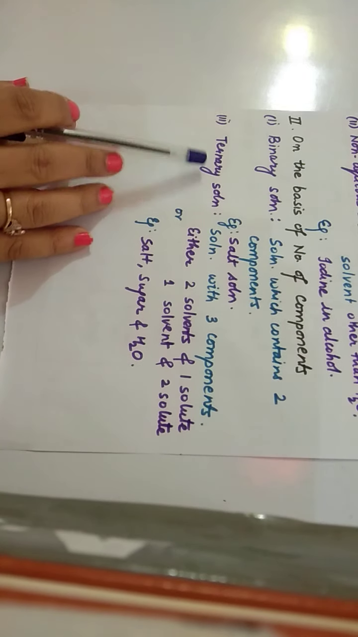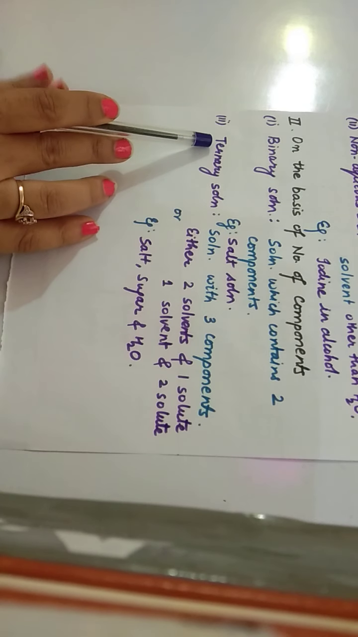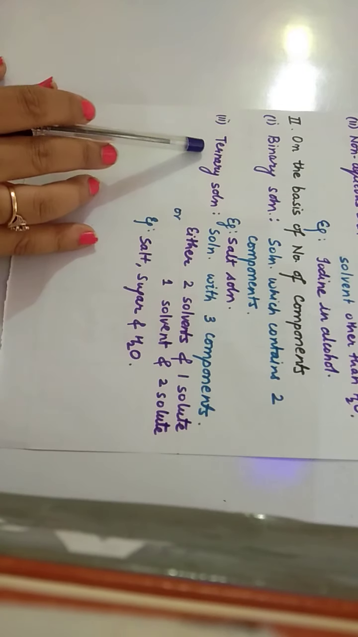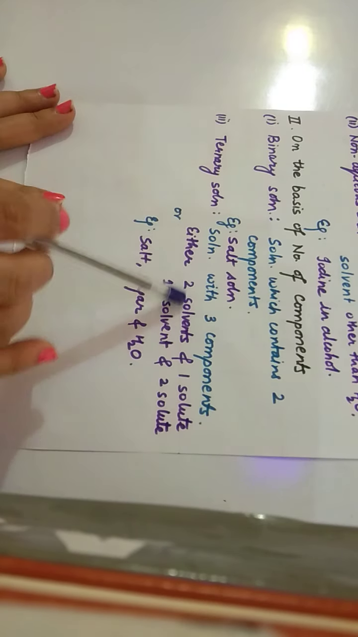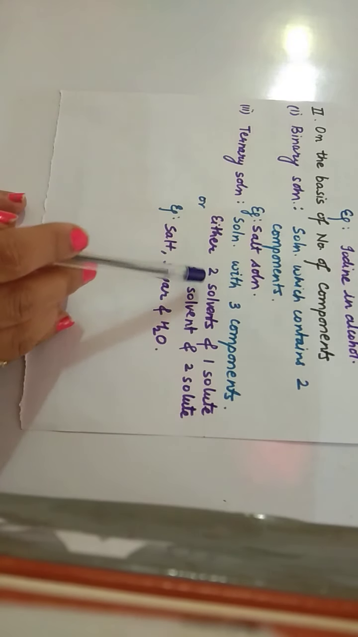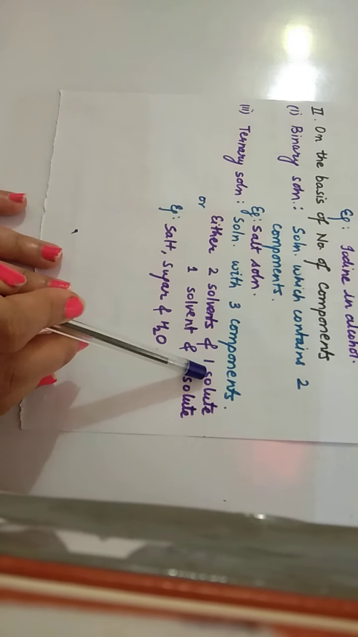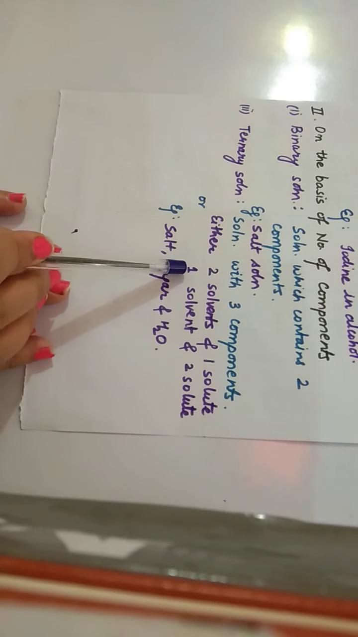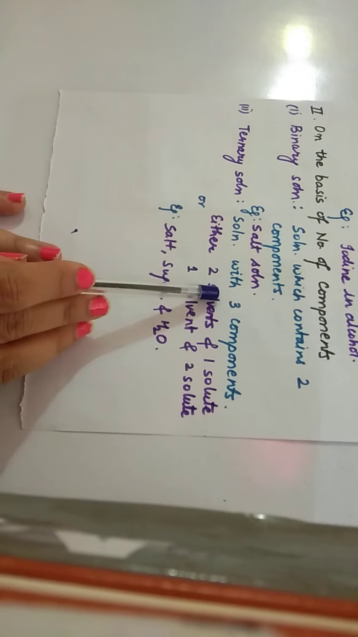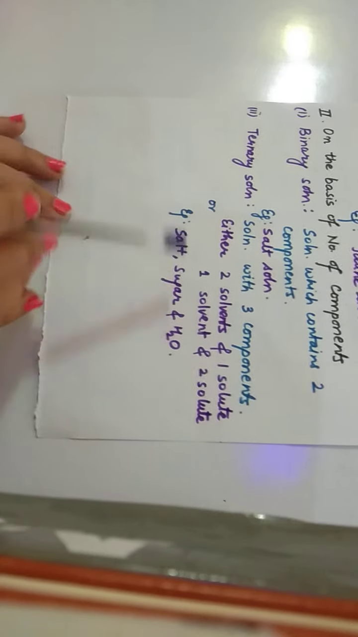The next one is ternary solution. T for ternary, T for 3. So solutions with 3 components are ternary solutions. When you dissolve 3 substances together, those are ternary solutions. Then there are again two possibilities. Either you mix two solvents with one solute, 2 plus 1, 3, or you mix one solvent with two solutes, 1 plus 2, 3.